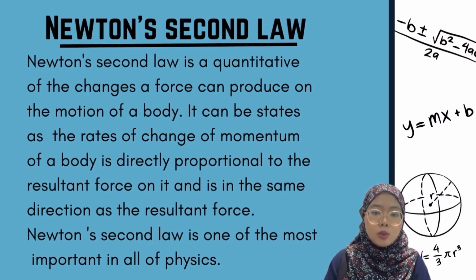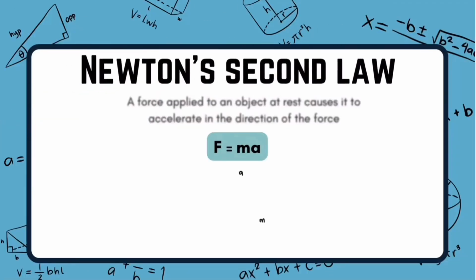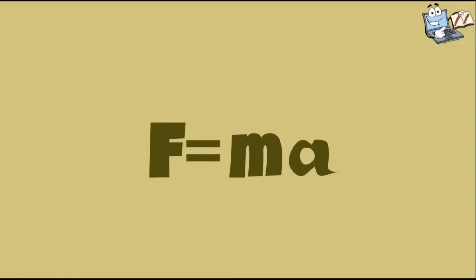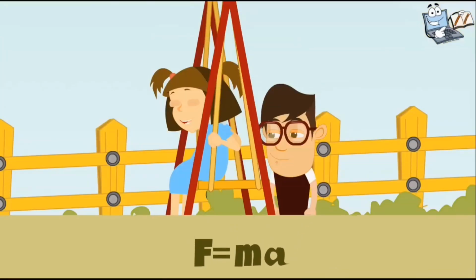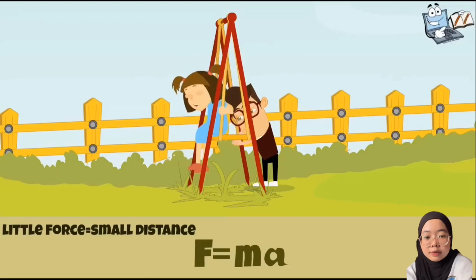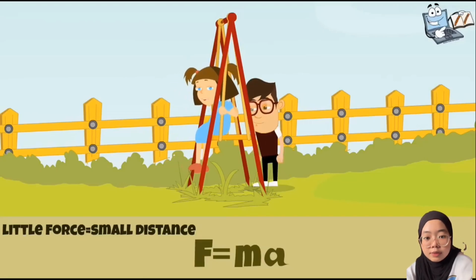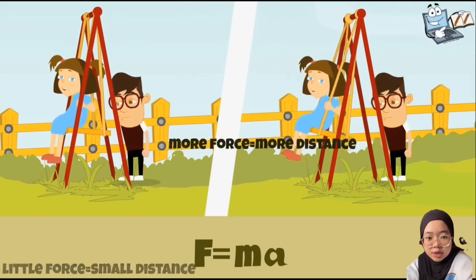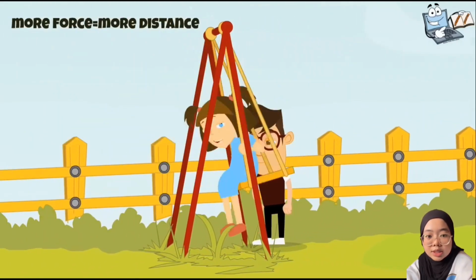Newton's second law is one of the most important in all of physics. Basically, Newton's second law applies to an object at rest: force makes it accelerate in the direction of the force. So we can conclude that when we have a small force, it gives a small distance. When we have more force, it gives more distance.